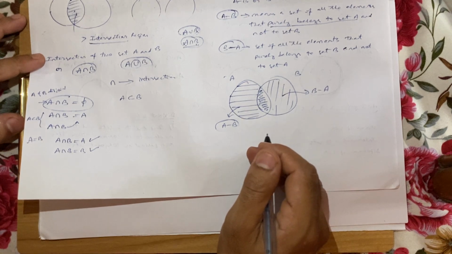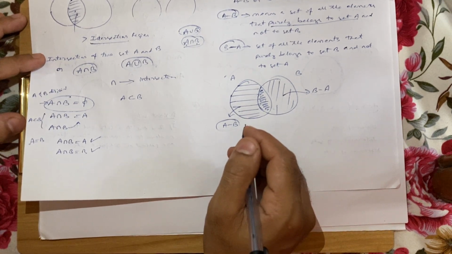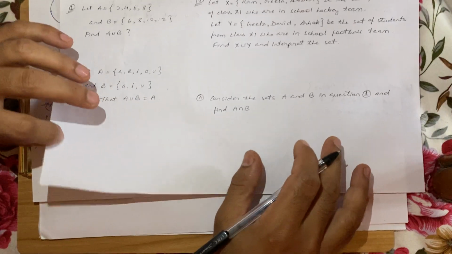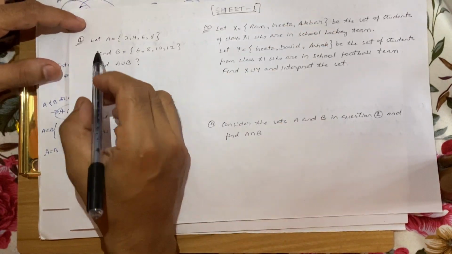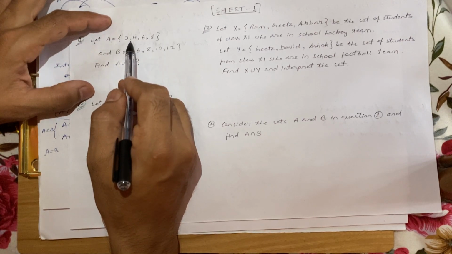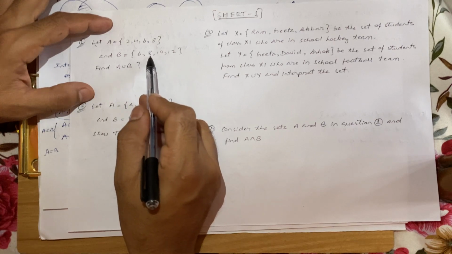Let's go ahead and try to do some questions mentioned in your textbook and apply the concepts that we have learned today. Let's see, here is the paper for you. Yes, this is sheet number 1. So here, let A be this set. A is a set that has 4 elements, 2, 4, 6, 8, and B is a set which has 4 elements, 6, 8, 10 and 12.